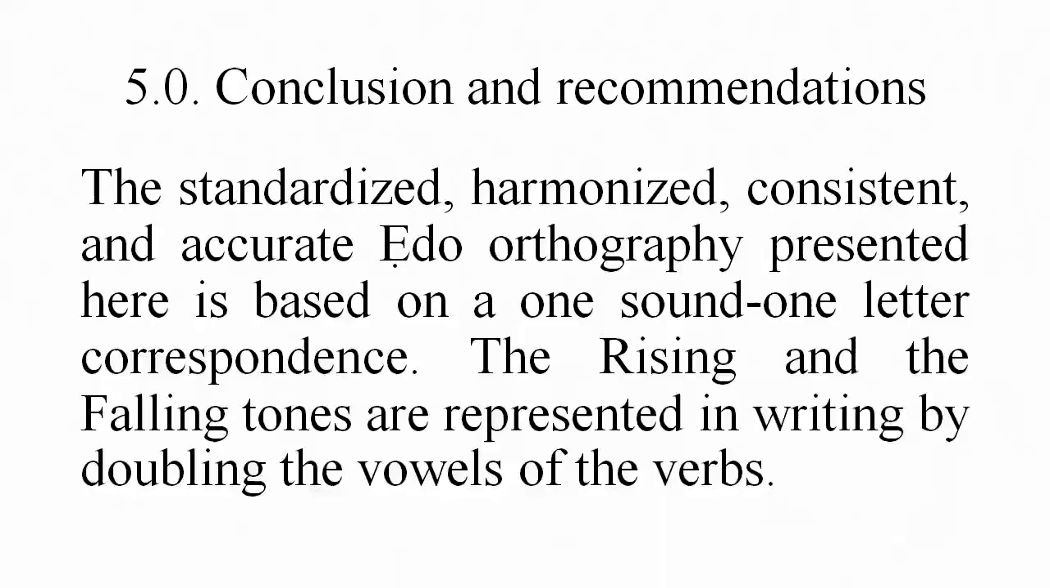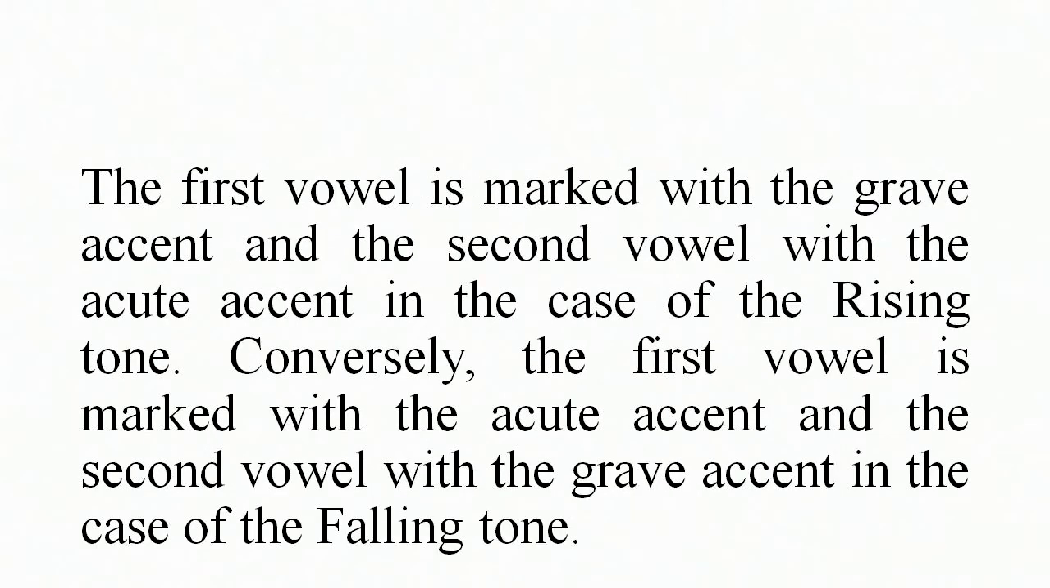The rising and the falling tones are represented in writing by doubling the vowels of the verb. The first vowel is marked with the grave accent and the second vowel with the acute accent in the case of the rising tone. And conversely, the first vowel is marked with the acute.